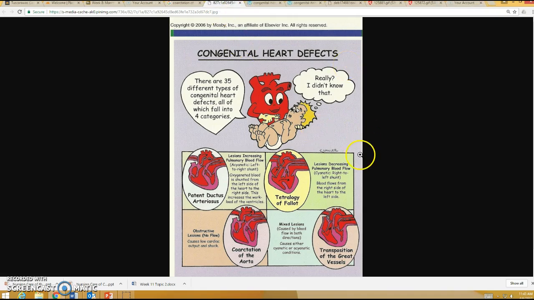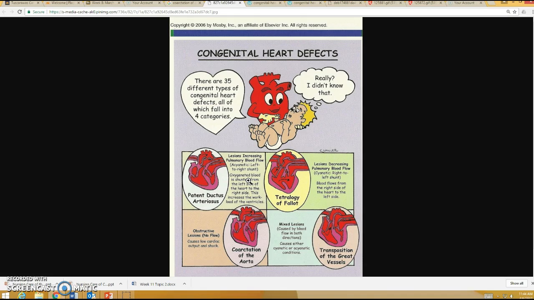Okay, so this is just another visual. I like cartoons if you can't tell. There are 35 different types of congenital heart defects, but we're not going to learn all 35. Just know that they fall into those 4 categories. Increased pulmonary blood flow, decreased pulmonary blood flow, obstructive, or a mixed defect. So one of the more common increased pulmonary blood flow is a patent ductus arteriosus, and that is where the left ventricle pumps much harder than the right.